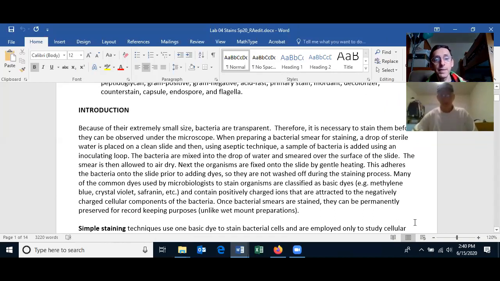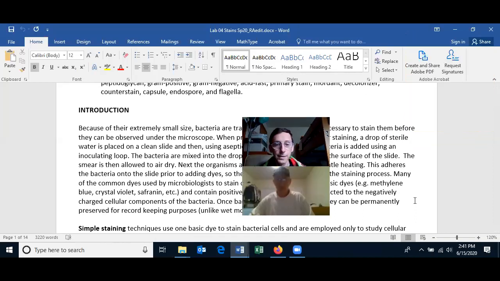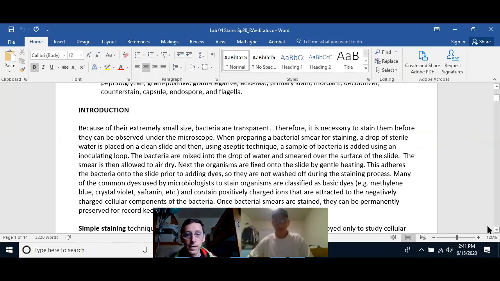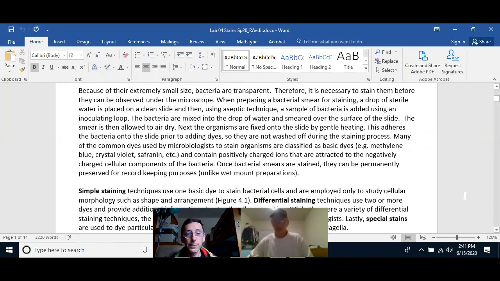Because of their extreme size, bacteria are transparent, and when you look at them under the microscope they will be small and transparent, so you really need to use a stain. All the stain does is increase the contrast between a cell and the background of a slide.